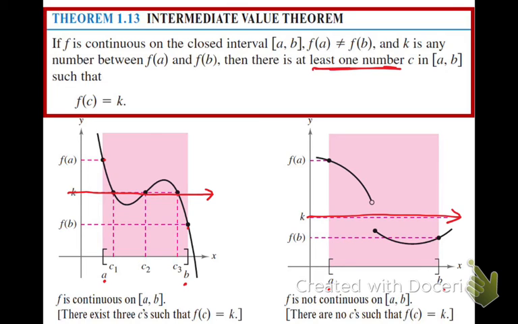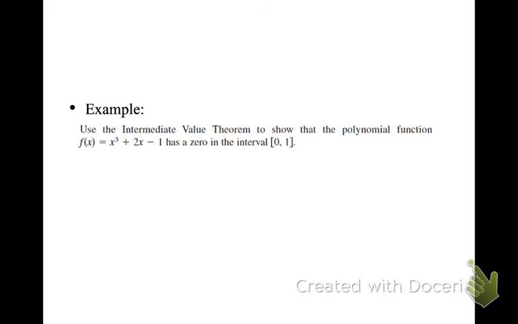If it's not continuous, it's not guaranteed. That's basically it. Sometimes I think they give you words that just go, what?